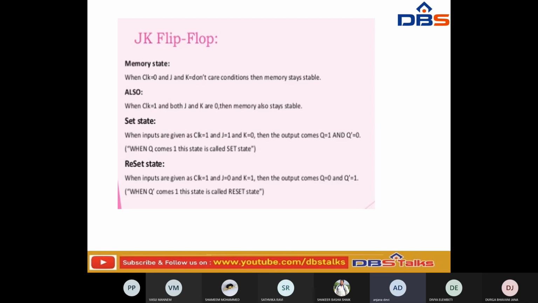Then what is a reset state? When the inputs are given as clock is equal to 1, J is equal to 0 and K is equal to 1, then the output comes Q is equal to 0 and Q dash is equal to 1. So when Q dash becomes 1, we can say this state is the reset state. Okay.